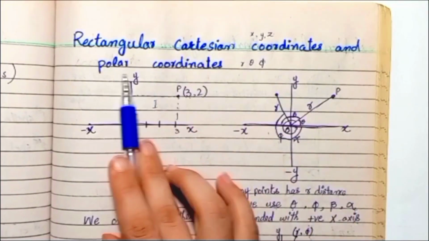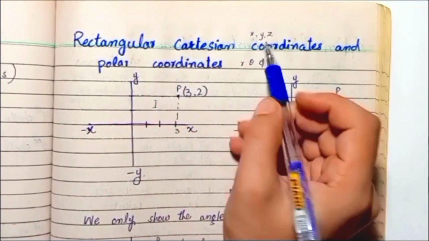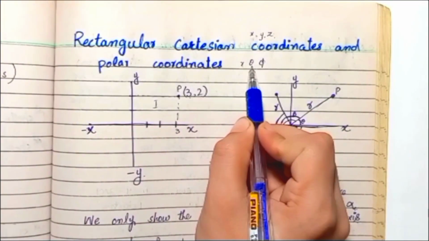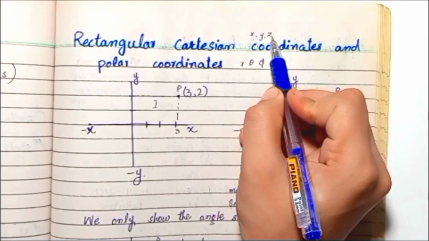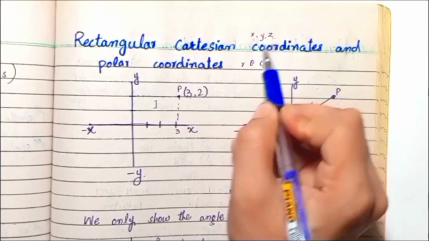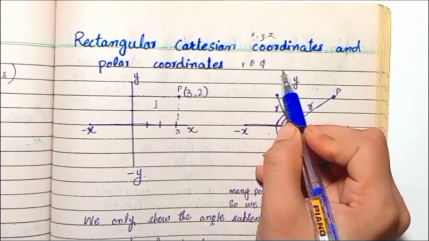Rectangular Cartesian coordinates and polar coordinates. Cartesian coordinates are x, y, and z. Polar coordinates are r, theta, and phi. The Cartesian coordinate system is used in a rectangular system, while the polar coordinate system is used in a spherical system.